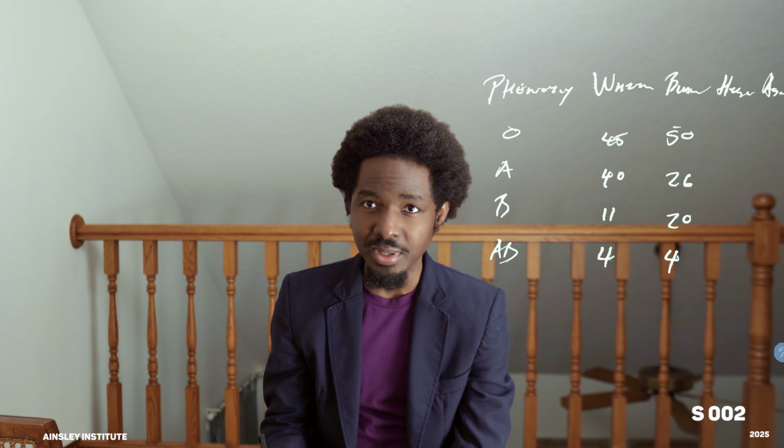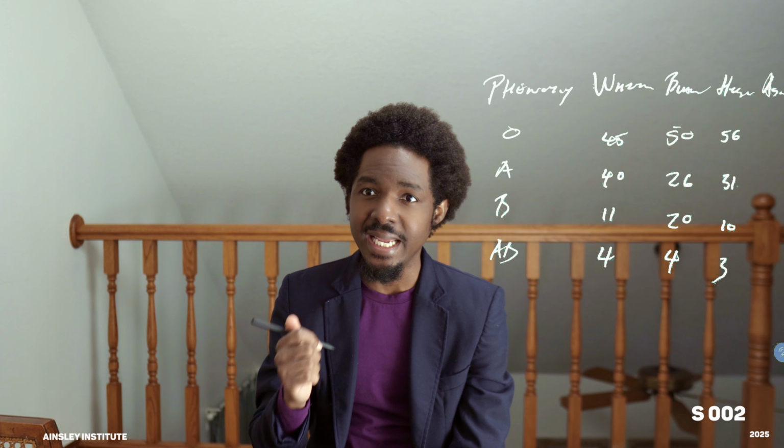For the blacks, we have 50% O, so the majority of the black population is O. Then we have 26% being A, 20% being B, and 4% being AB, just as in the white population. So the black and white populations have the same AB ratio. For the Hispanics, we have 56% being O, 31% being A, 10% being B, and 3% being AB, right?